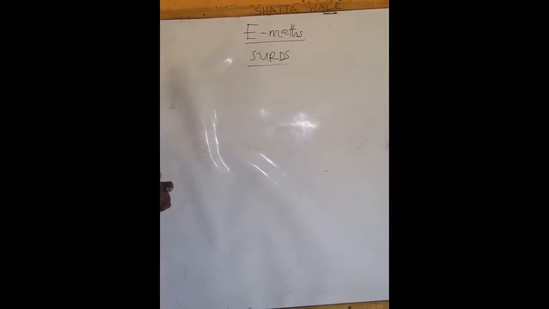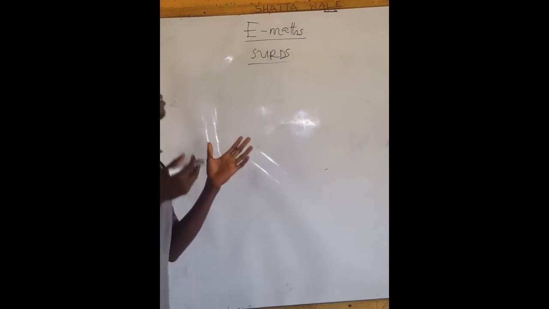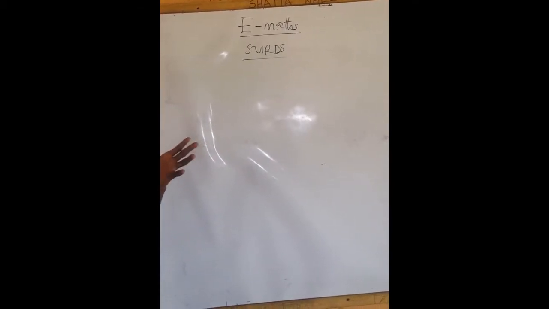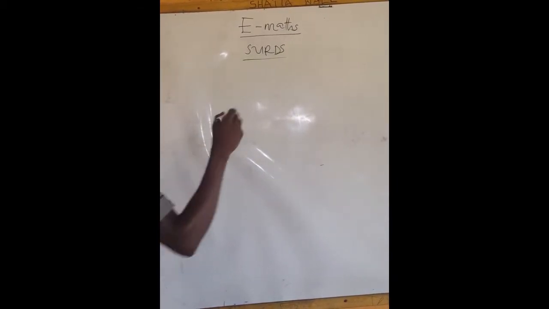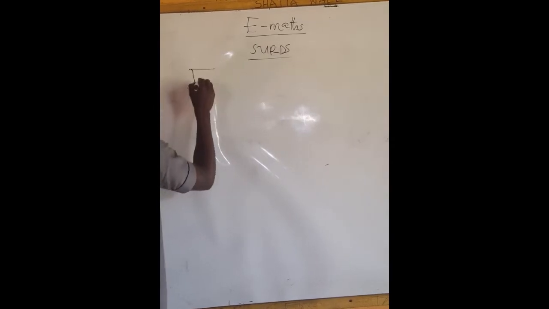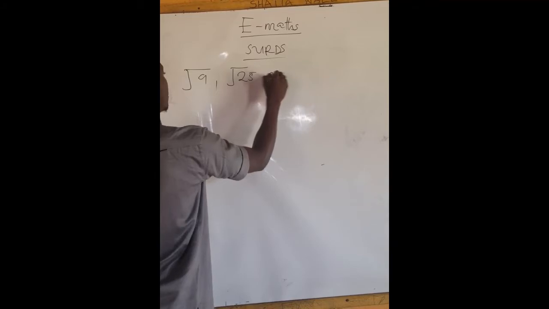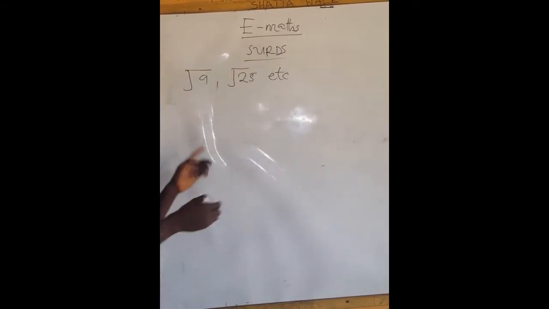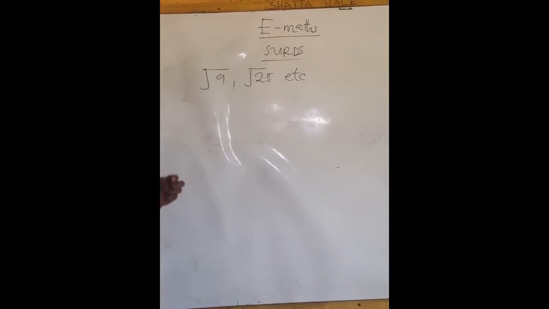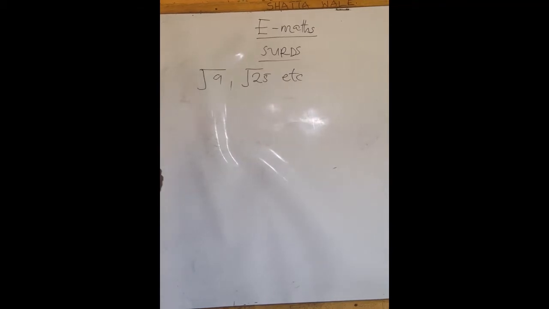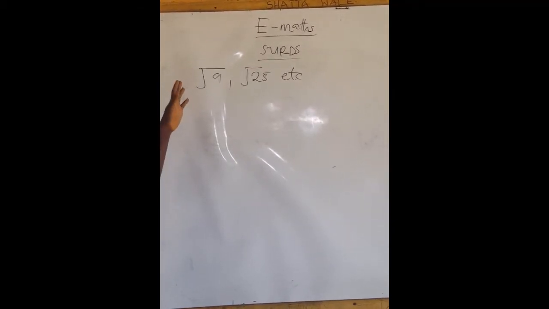We are beginning our tutorials on sets for formal E-maths. We have numbers such as 9 and 25. These numbers are called perfect squares. Why are they called perfect squares? Because we can find the exact square root of these numbers.